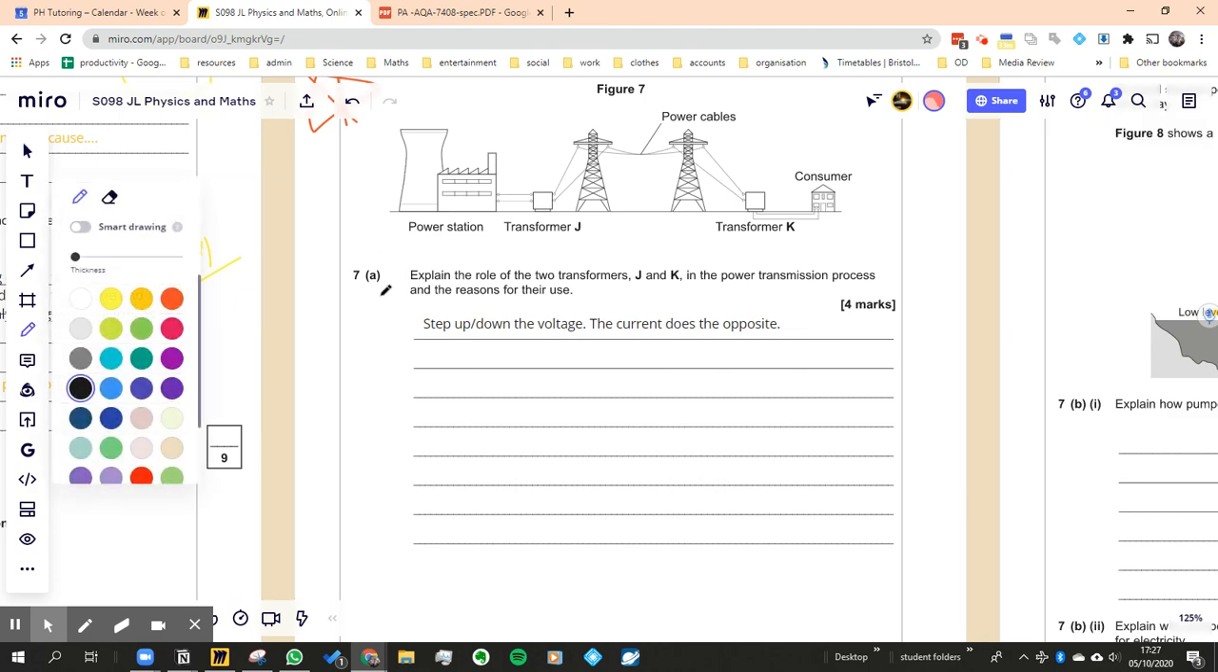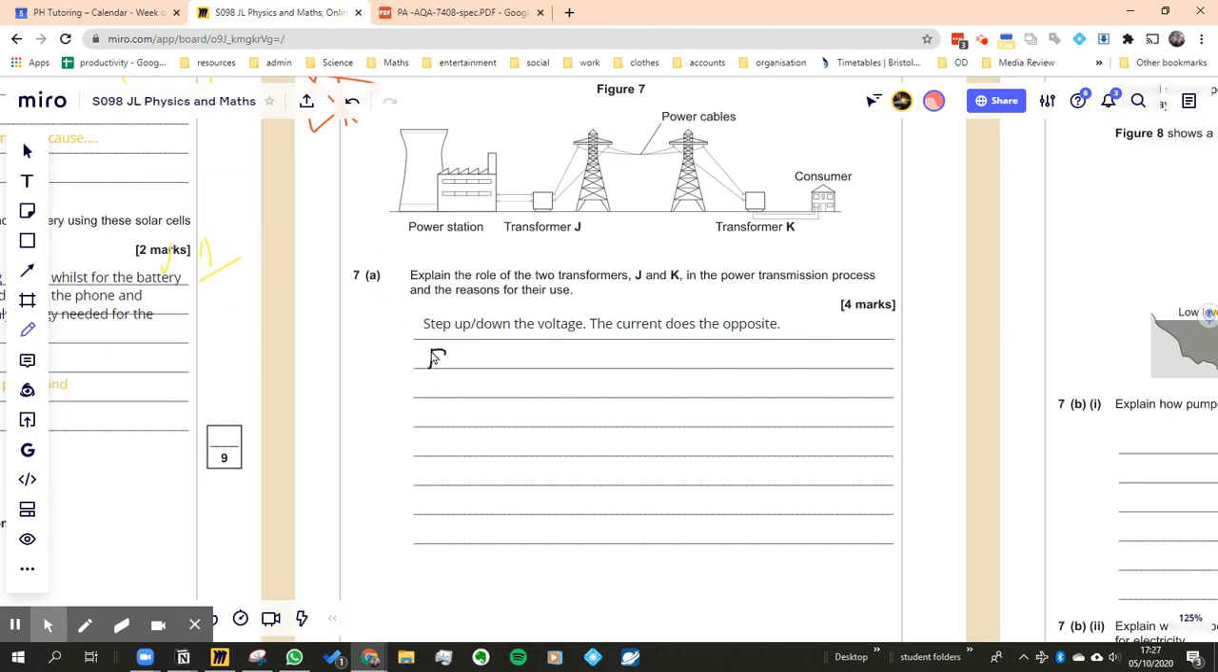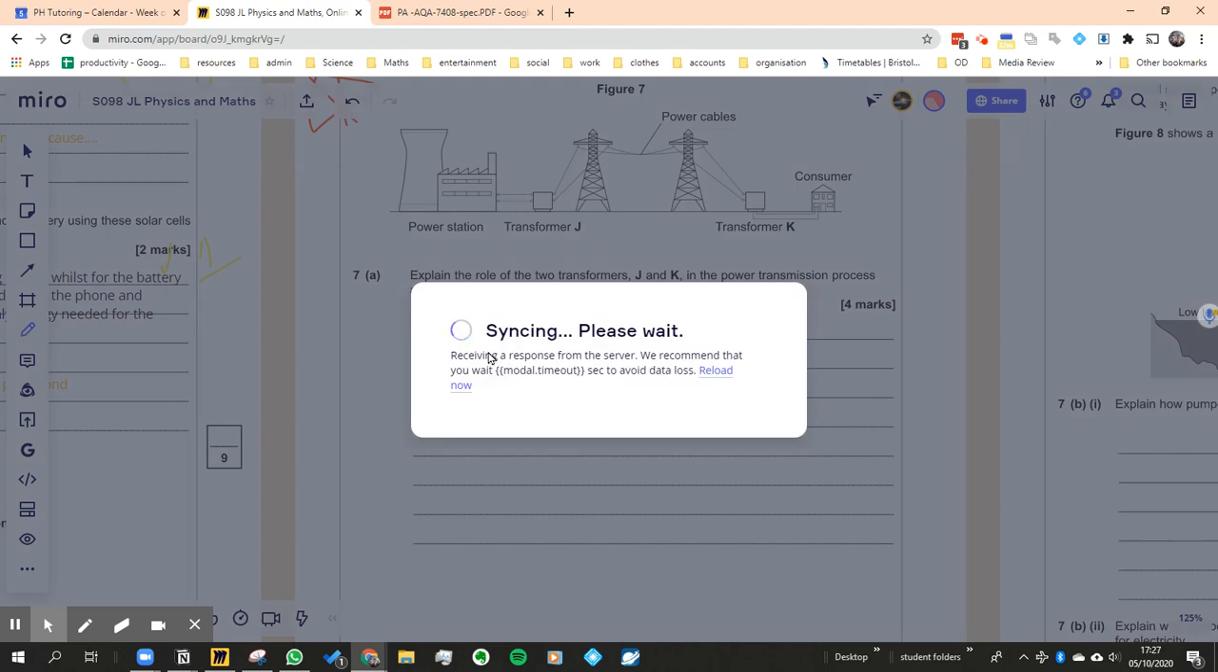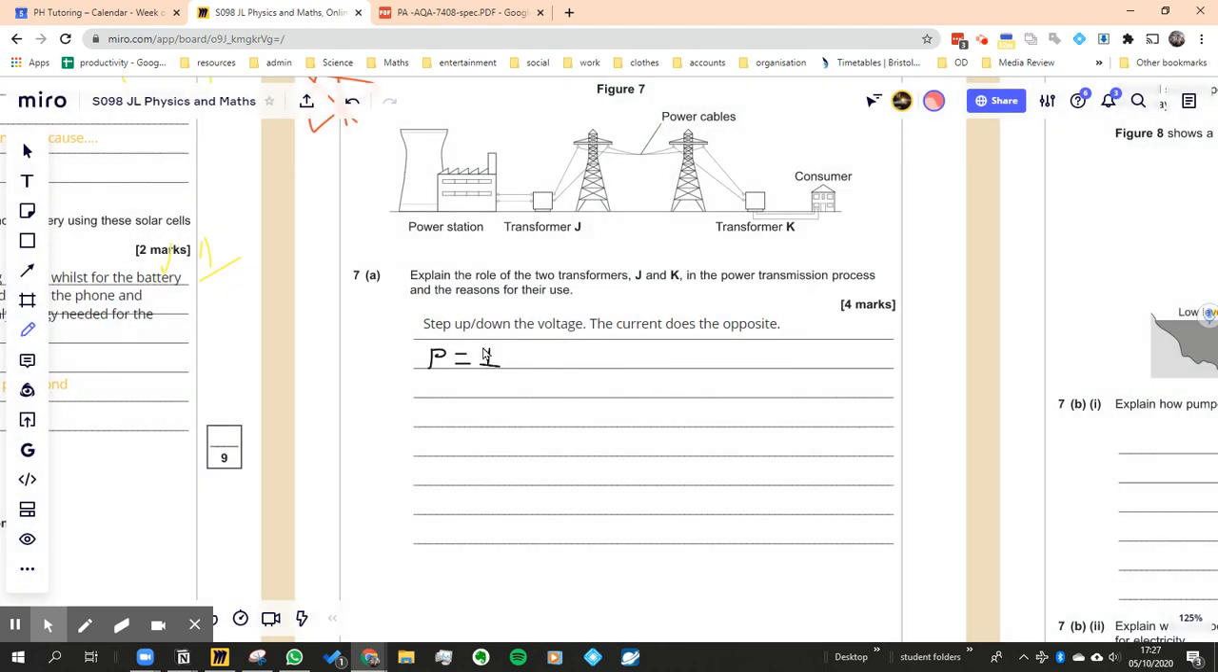It's basically down to the fact that power is equal to current times voltage, and transformers are almost 100% efficient. So if we think about what a transformer is.